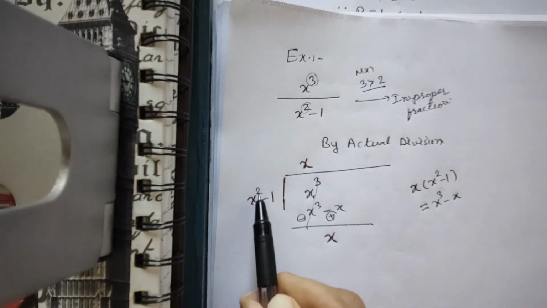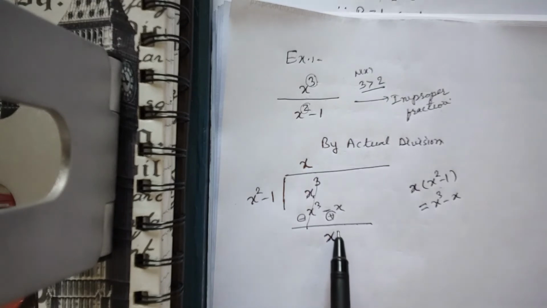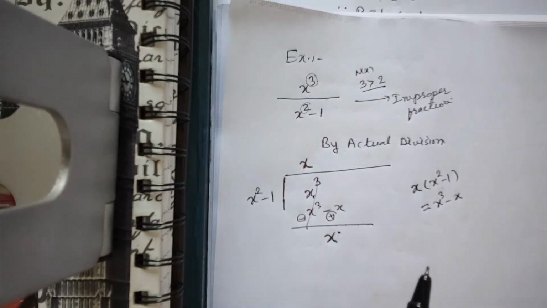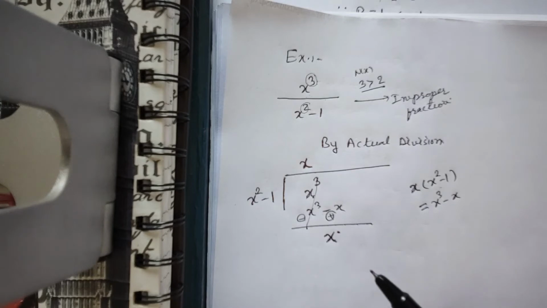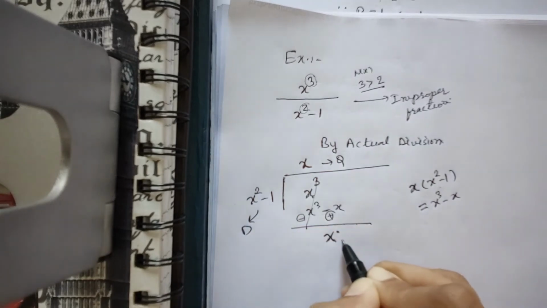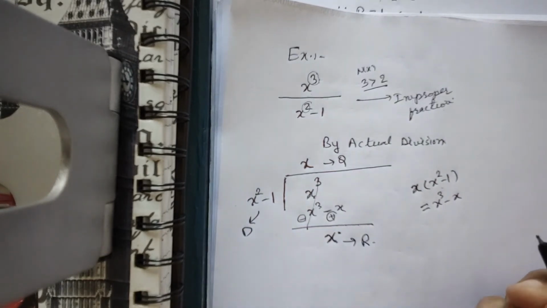Now degree of this term is less than degree of this divisor. So we will stop here. That is our final answer. So this is my quotient, this is my divisor, and this is remainder, right?